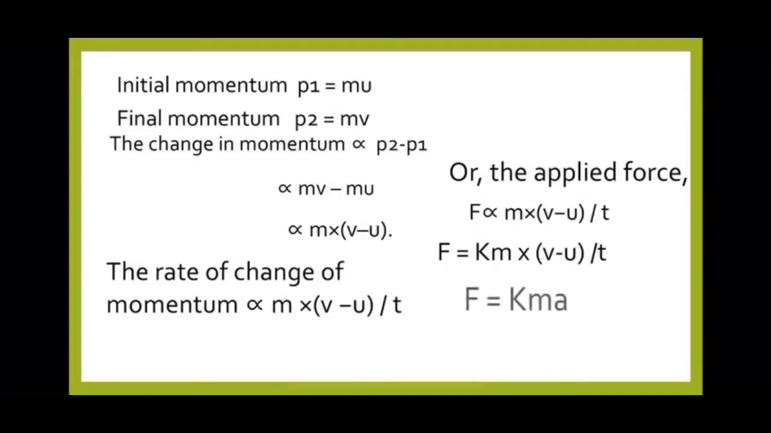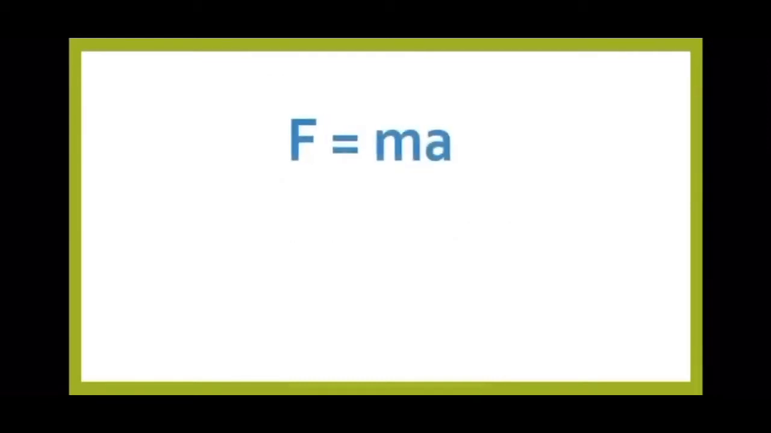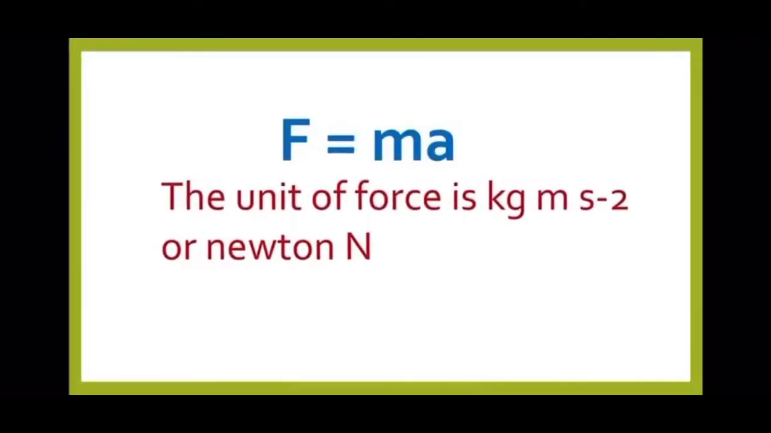And what is (v minus u) by t? That is, change in velocity divided by time, which is simply the acceleration. So, we can write F is equal to k m a, since (v minus u) by t is a, the acceleration. If the proportionality constant k is 1, we get F is equal to ma. This is the mathematical formulation of the second law of motion. The unit of force is kilogram meter per second squared, or Newton, denoted by capital letter N.